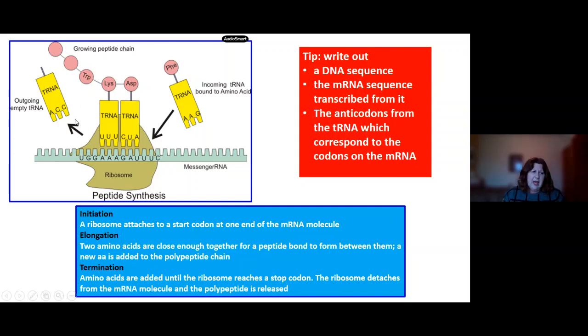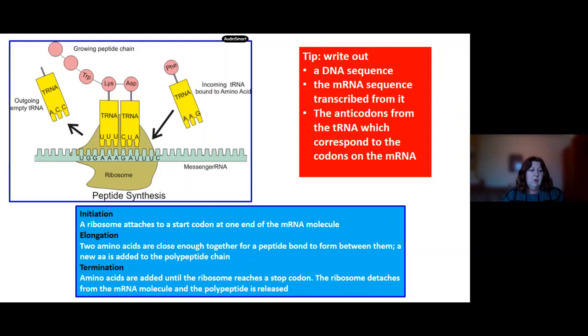Now, the transfer RNA is outgoing, so it leaves that area, but it needs to pick up more of the same amino acid, and it will do that as long as ATP is available. So again, another important reason for ATP being so significant in metabolism. Okay, so my tip is to do that for yourself.